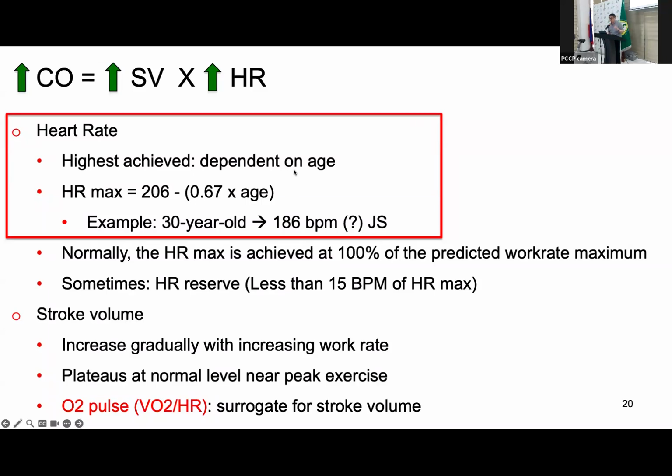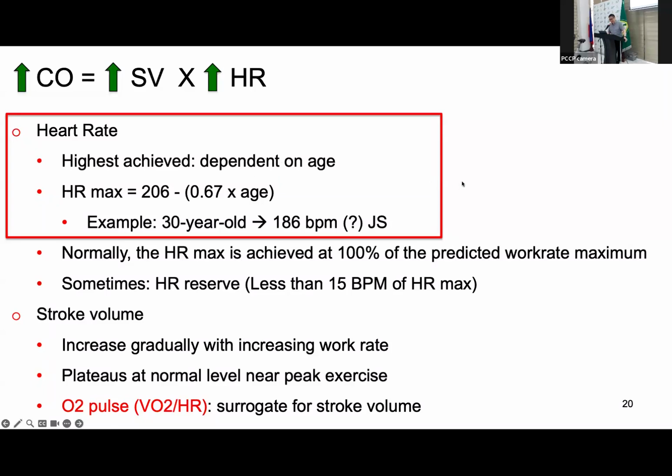Our president, Dr. Janet Samson, okay, what do you think is the heart rate maximum? Higher than 186, lower than 186? I'm estimating, okay, based on her looks, maybe around 170.